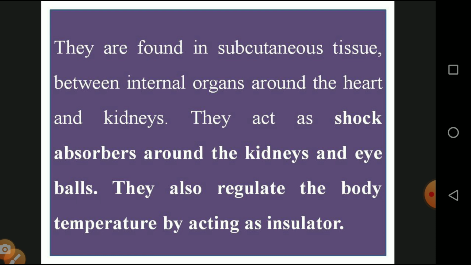They are found in the subcutaneous tissue, between the internal organs, and around the heart and kidney, located on internal organs like thymus, thyroid, lungs, kidney, heart, all other things. They act as a shock absorber around the kidney and the eyeballs. We know that by means of running or walking, our body is shaking, but the organ is not shaken. They also regulate the body temperature, acting as an insulator.